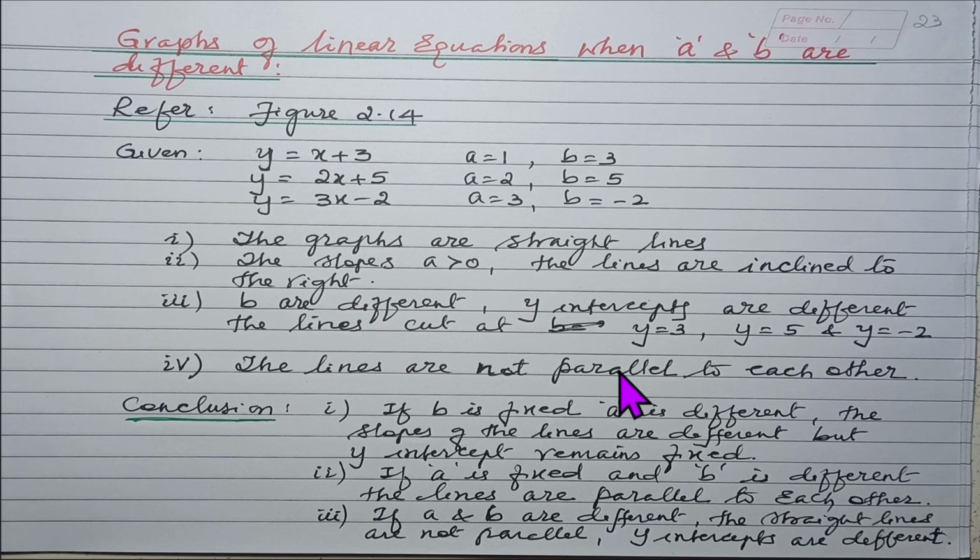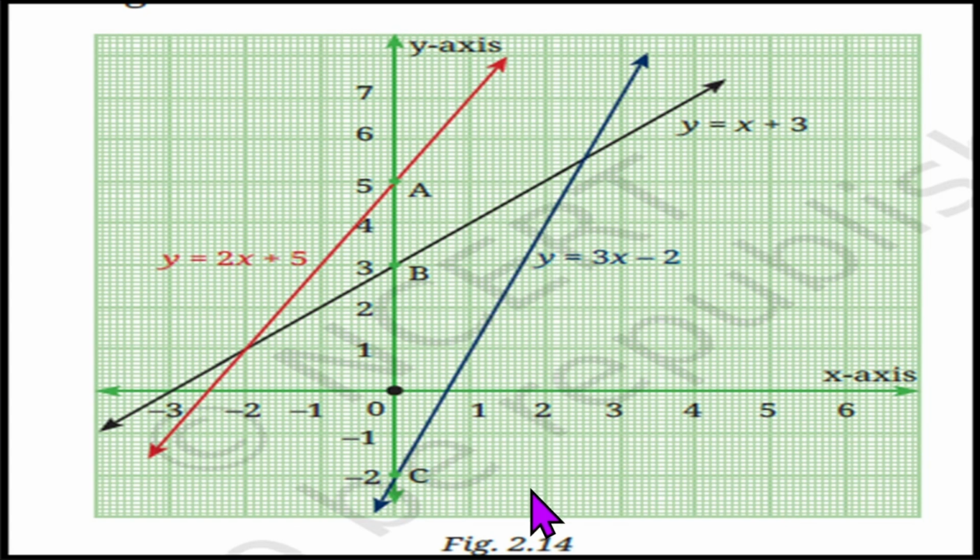Now coming to the next and very important discussion, here the a's are different and the intercepts are also different. a is 1, 2, 3, and b is 3, 5 and minus 2. So what kind of graphs can we have? The graphs will be as visible here, in figure 2.14 of your textbook. These are the three graphs: y is equal to 2x plus 5, 3x minus 2 and x plus 3.